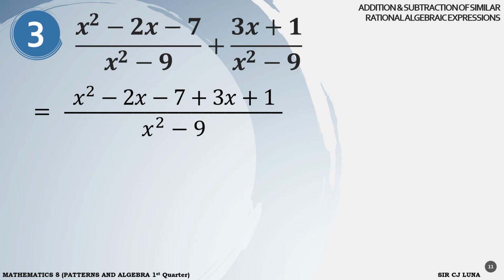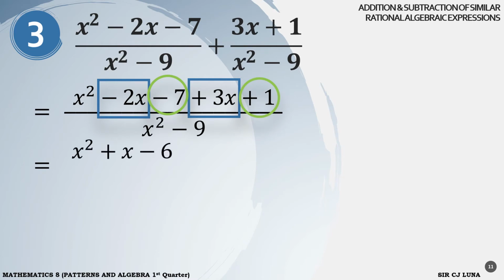This time, we will combine like terms. What are the like terms? We have negative 2x and 3x. Negative 2x plus 3x is equal to x. And negative 7 plus 1 is equal to negative 6. We now have x squared plus x minus 6 all over the denominator, x squared minus 9. Now we're ready to factor our polynomials. Our numerator is a trinomial and our denominator is a difference of two squares.